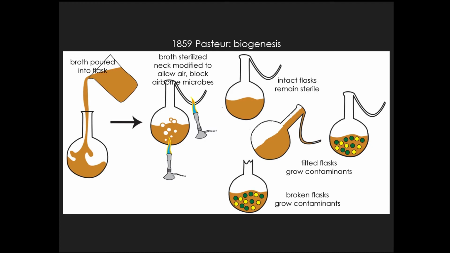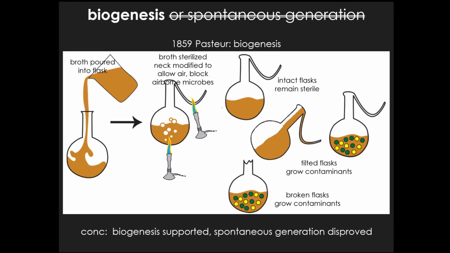And when he did this, this was the mic drop moment. This was the moment where biogenesis was supported, spontaneous generation was finally disproved, and today we don't discuss abiogenesis, Aristotelian abiogenesis, or spontaneous generation as an answer for where cells come from. We discuss biogenesis. Where do cells come from? Cells come from pre-existing cells. No matter how small they are, no matter how simple the life form, cells always come from pre-existing cells.